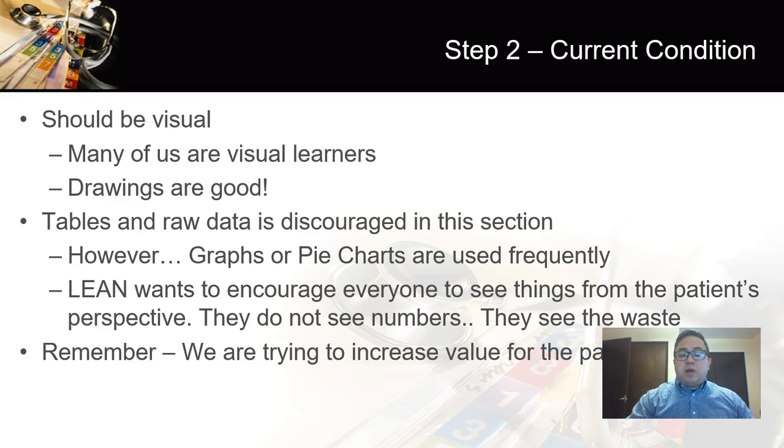Once you're done defining the problem statement, the focus turns to the current condition. Several sections of the A3, this one included, are highly visual. We are visual learners, and seeing how something is done is just as important as understanding the physical steps. The current condition section is a visual section that can include drawings, charts, or some other visual implement. To the extent possible, you should try to avoid using data tables or anything that is of a technical nature.